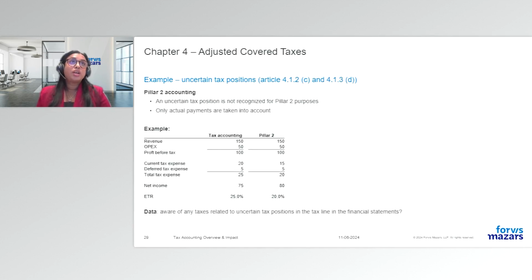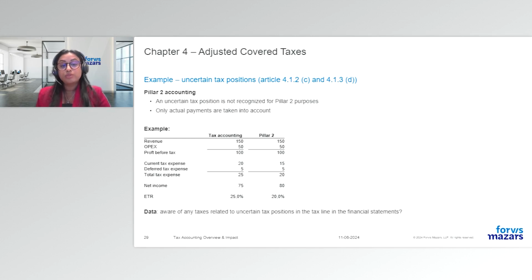So this other example is about uncertain tax positions. This is an example of Article 4.1, paragraph A. This example illustrates that the ETR increases when, for example, this Article 4.1 mentions 2 corrections related to uncertain tax positions. Amounts paid in relation to uncertain tax positions can be added to the covered taxes. This excludes penalties and interest.